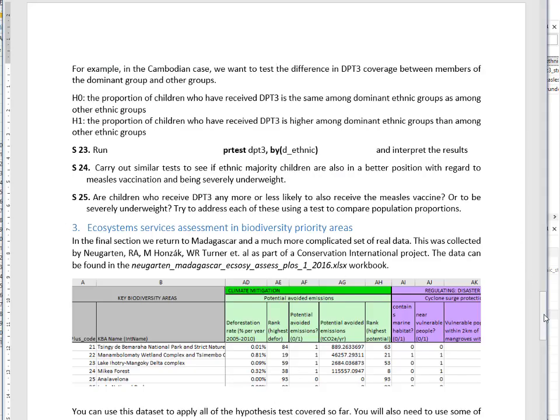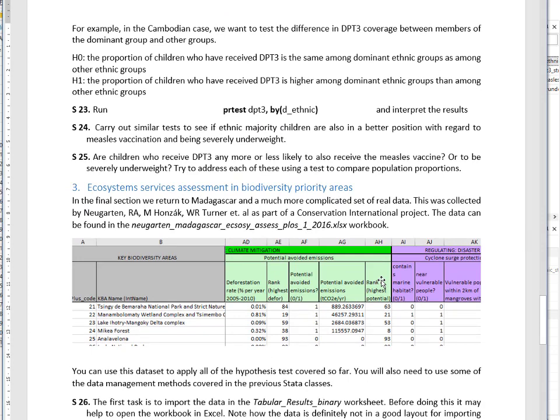Okay, so that's the end of the sequence of quite simple tests in different situations. So next we turn to a more complicated data set on the ecosystems, but for now, thank you for watching.